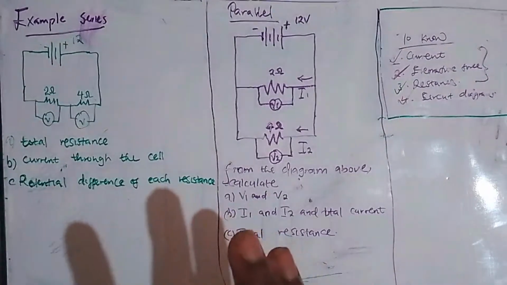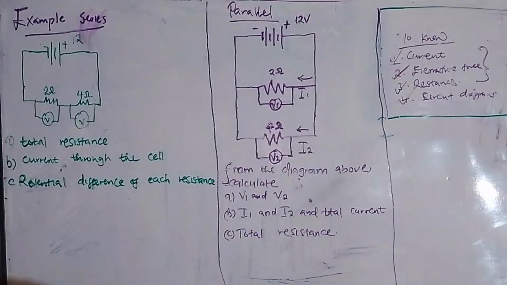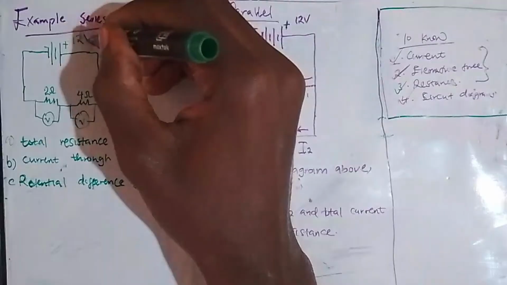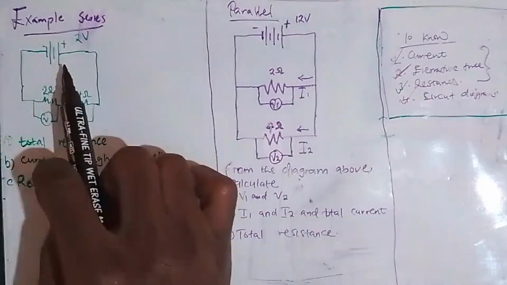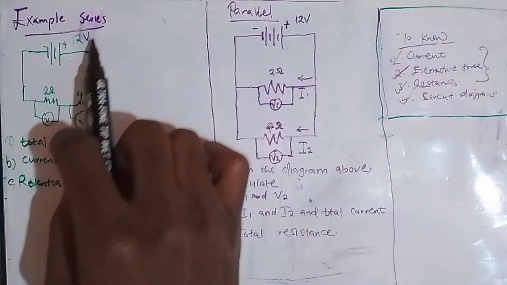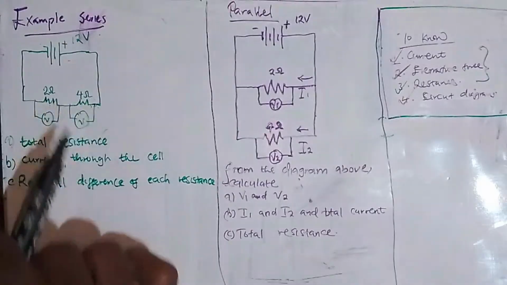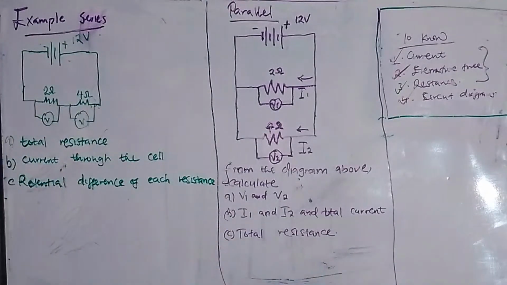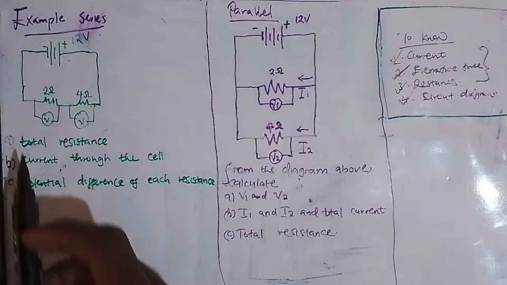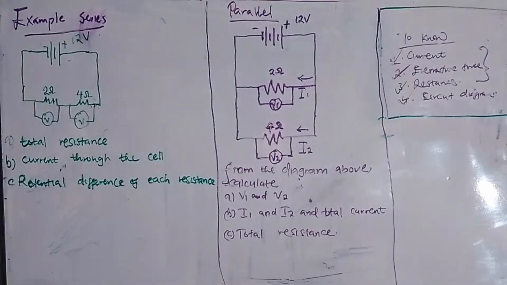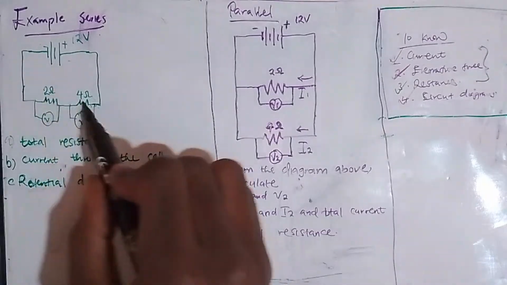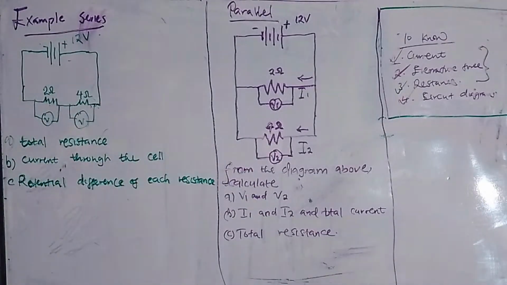We'll start by solving the first example, which is an example of a series circuit. We have this diagram, we have a battery here which represents 12 volts, and we have two resistors which are connected in series. How do you know that these resistors are connected in series? We say that series is connected in chains. So these are chains. There is no other pathway.